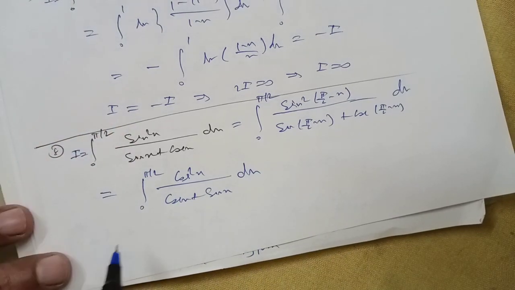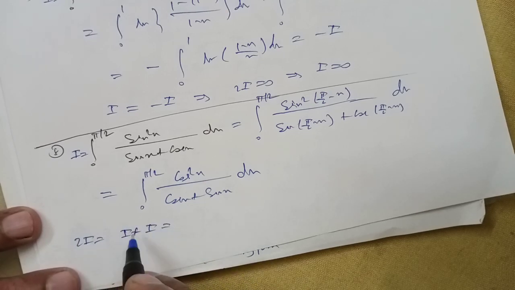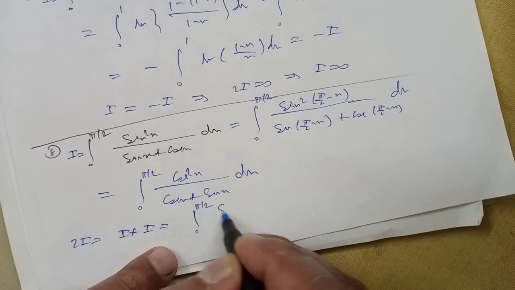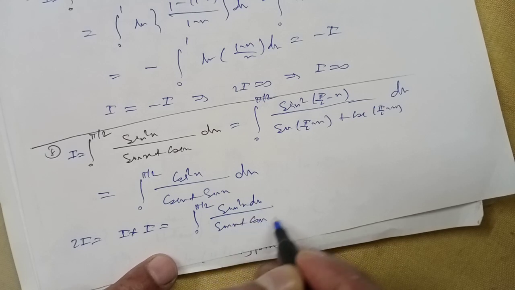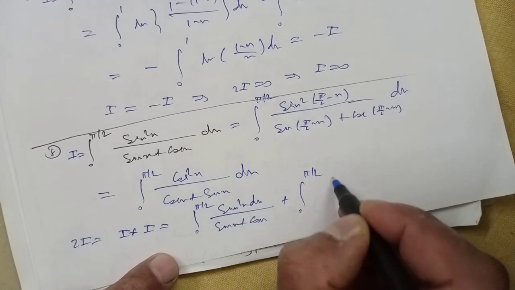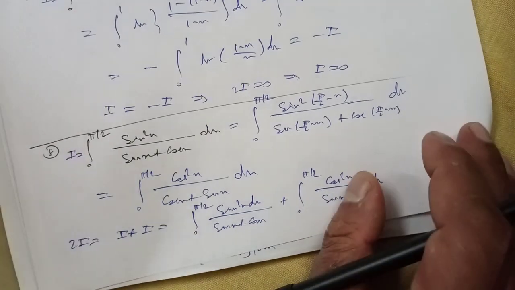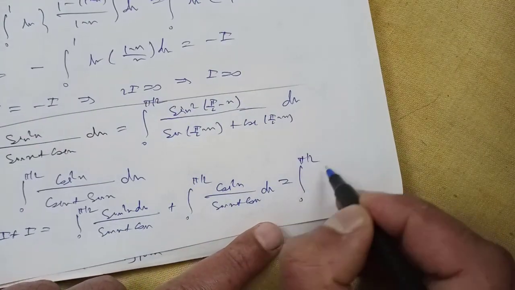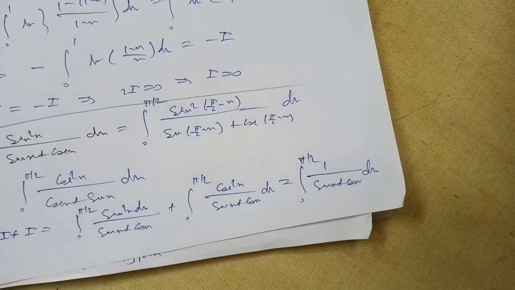Okay. Now 2I equals I plus I. Instead of first I, write the given integral. Instead of the second I, write the derived integral. So you get 0 to pi by 2 sin square x dx by (sin x plus cos x), plus 0 to pi by 2 cos square x by (sin x plus cos x) dx. If we add them, sin square x plus cos square x is 1, so you get 0 to pi by 2 1 by (sin x plus cos x) dx.